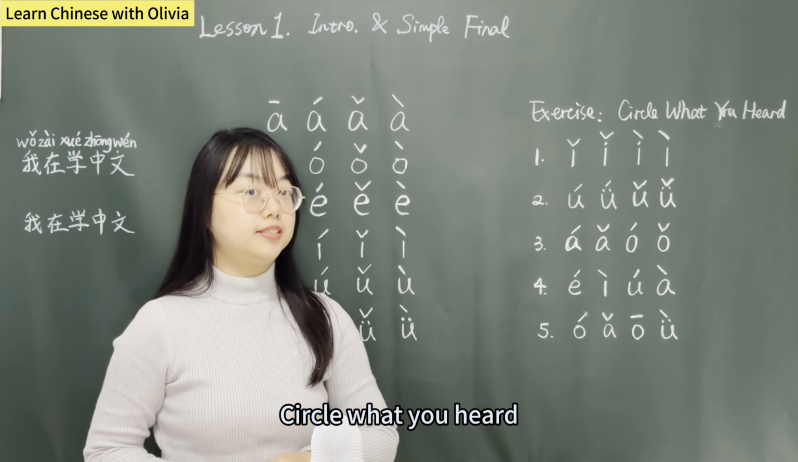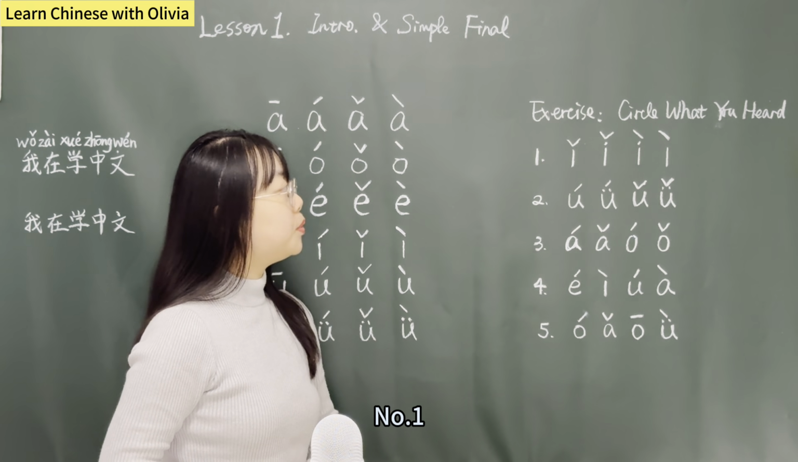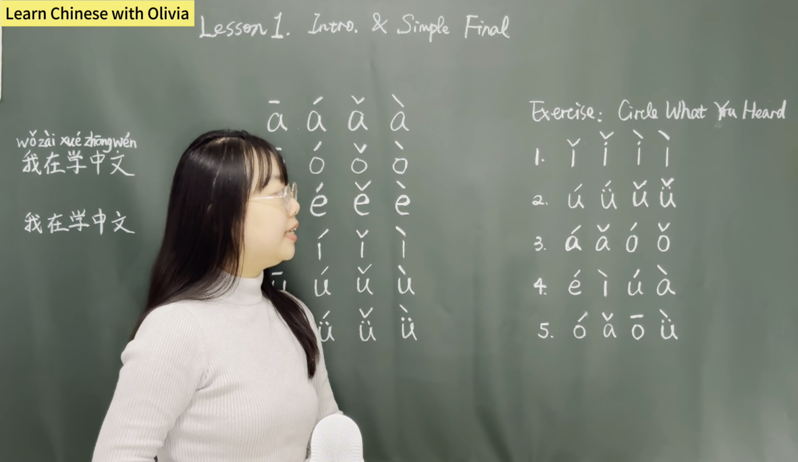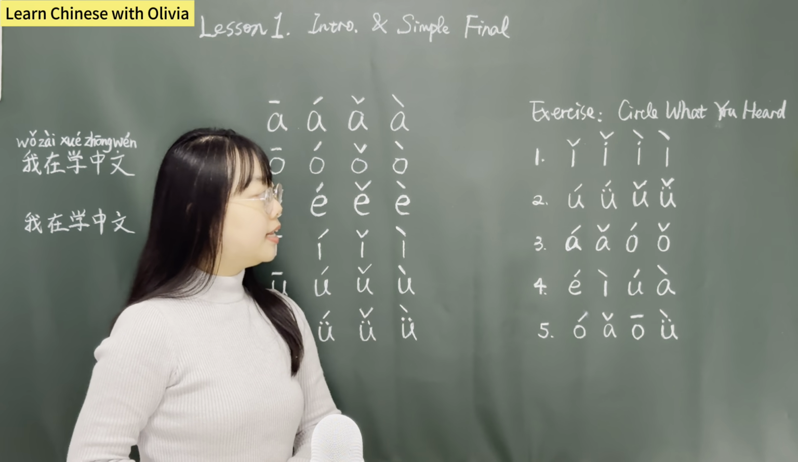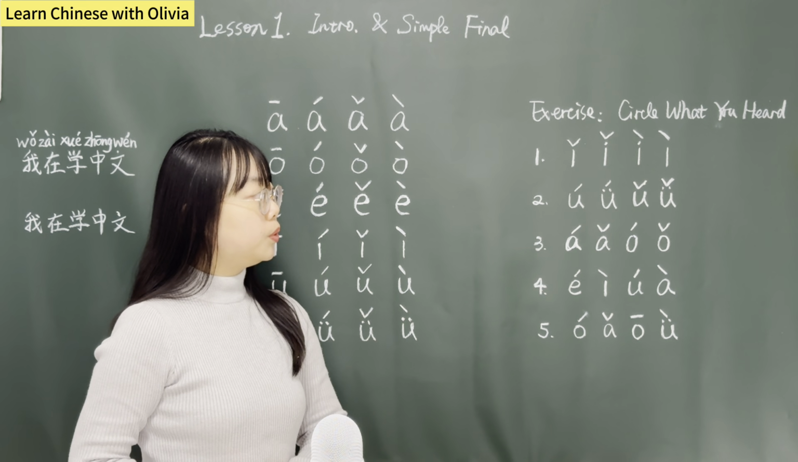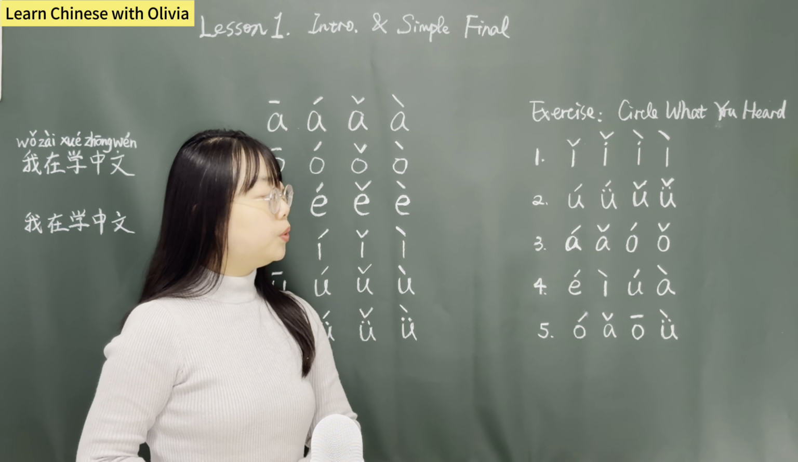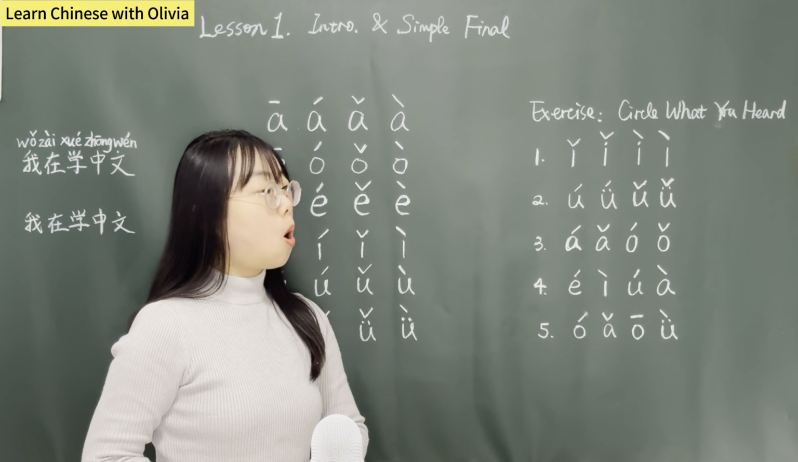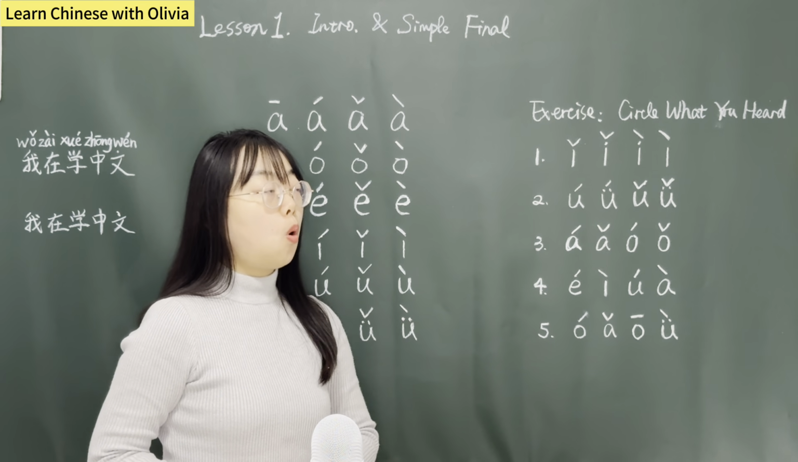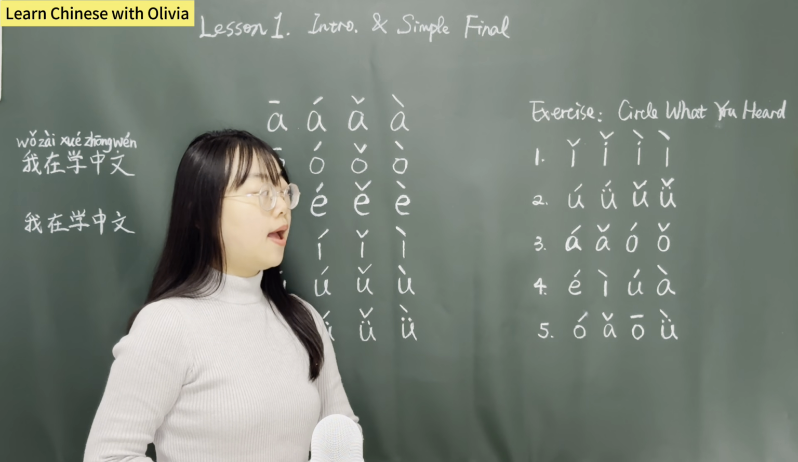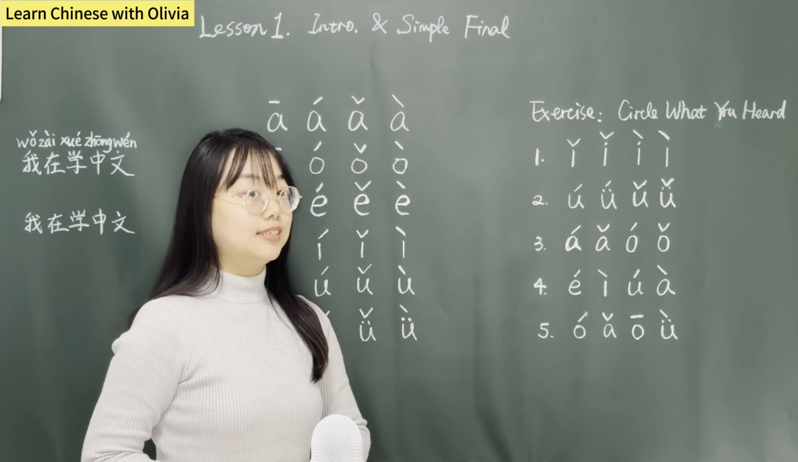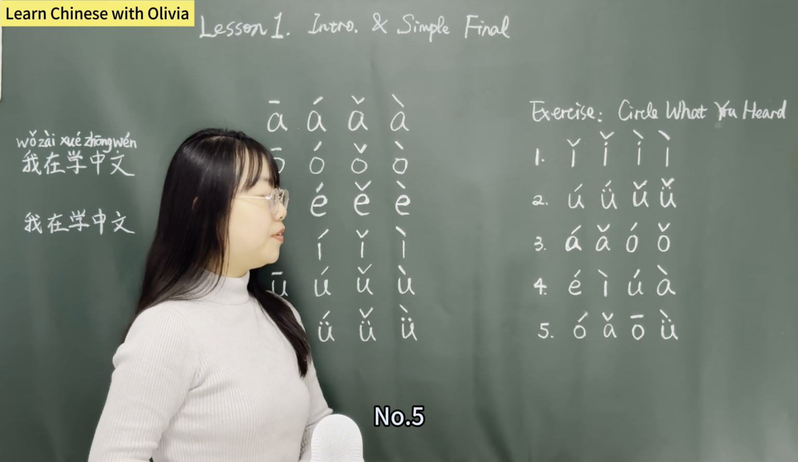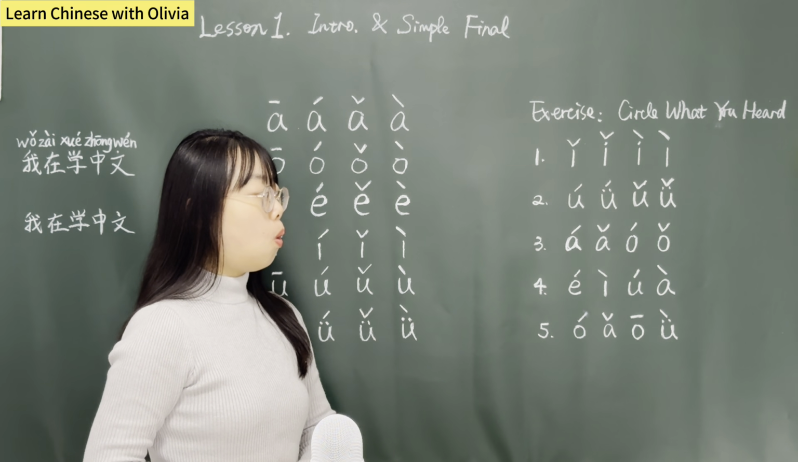Circle what you heard. Number 1. E. Number 2. Yu. Number 3. O. Number 4. Number 5. O.